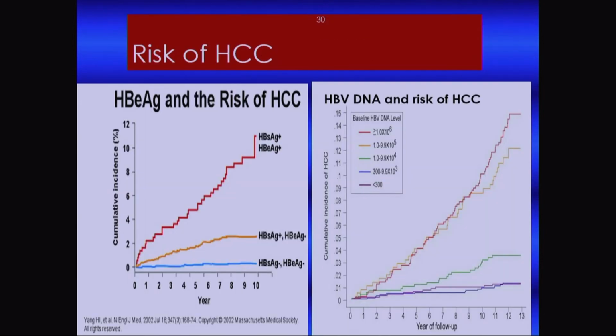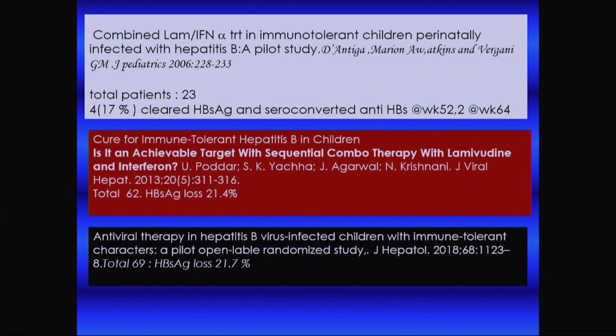But as pediatricians we are a little concerned, because adult hepatologists can say follow them up. But we are worried: why should we hold back on a child who has high HBeAg and high DNA, who has this risk of hepatocellular carcinoma? Why can't we give them some treatment? What is wrong if we give some treatment? So these are the studies where they have shown some clearance, and even HBsAg clearance.